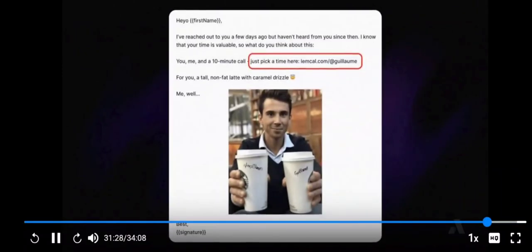Now, if you really need to have a meeting, you also need to make your prospect's life easier. Don't ask them if 5 p.m. next week works. Instead, insert your Calendly or Lemcal link so people can pick the convenient slots themselves. You can and you should personalize your closing line.